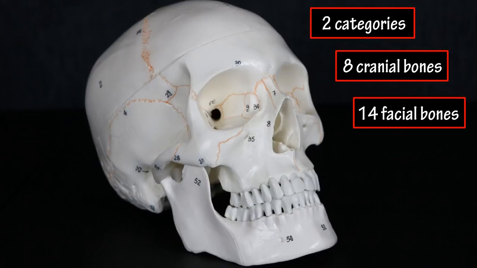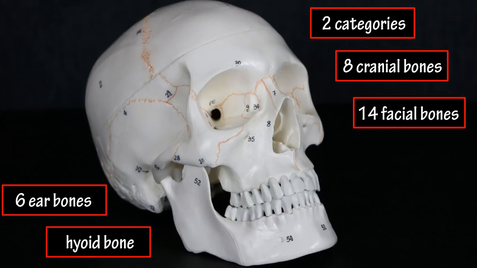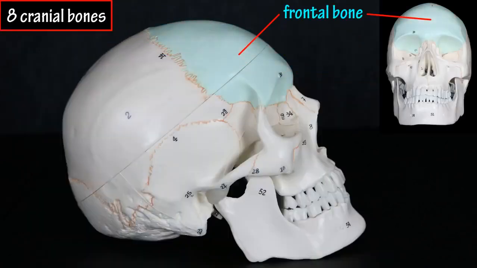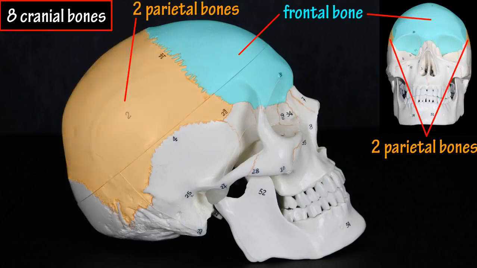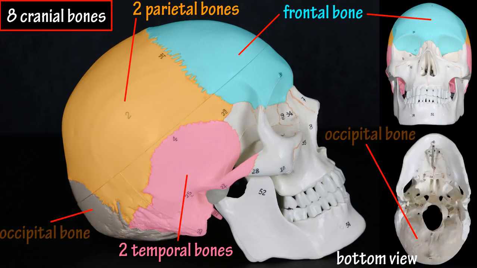There are also 6 ear bones and a bone in the neck that we will be covering that are associated with the skull. The 8 cranial bones include the frontal bone, located at the top front of the skull, and it extends inward, forming the top portion of the eye orbit. 2 parietal bones, located on the sides of the top of the skull. 2 temporal bones, located on the sides of the skull underneath the parietal bones. An occipital bone, located in the back of the skull.